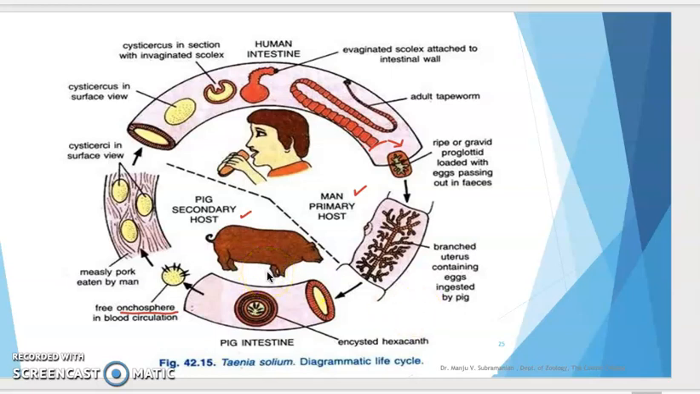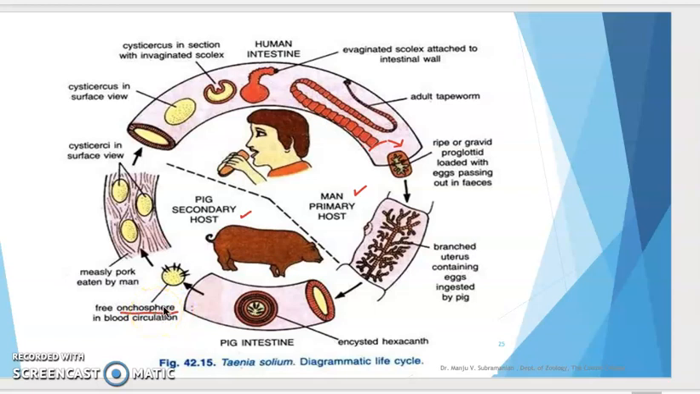So oncospheres get into the pig when the pig happens to eat human fecal contaminated soil, and inside the pig's stomach the embryonic membrane or oncosphere shell gets dissolved by the action of the gastric juice of the pig's intestine. And thus the hexacanth embryo frees the actual egg from the oncosphere.